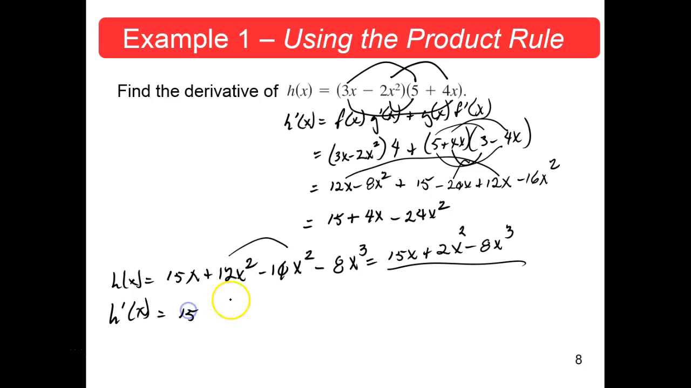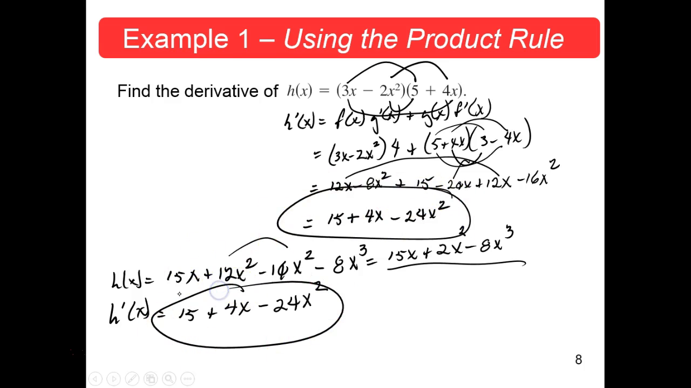15, 4x, minus 24x squared. Hey! Looky there.